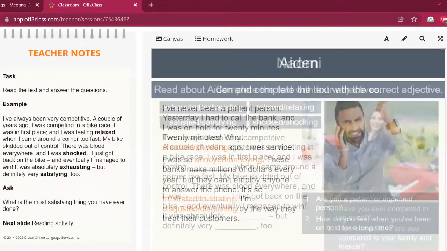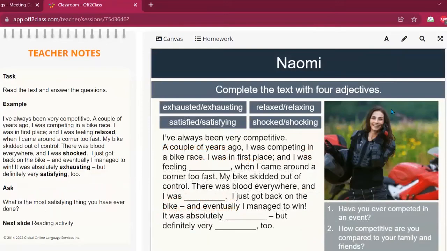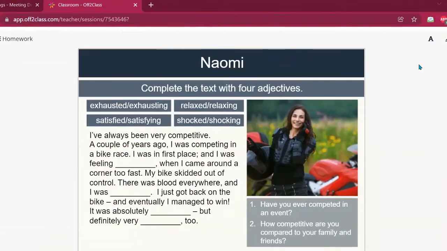Now we've got here Naomi. So complete the text with the adjectives. Let's go to Iman now. We've got here exhausted or exhausting, relaxed, relaxing, satisfied, satisfying, and shocked, shocking. Try to read the paragraph, and then let me know which adjective you are going to use.